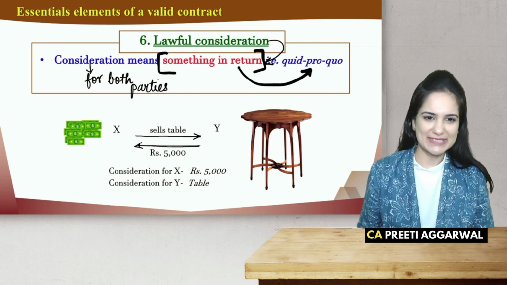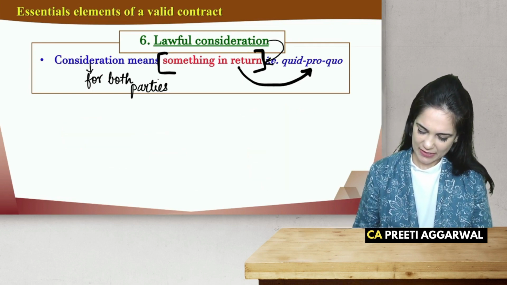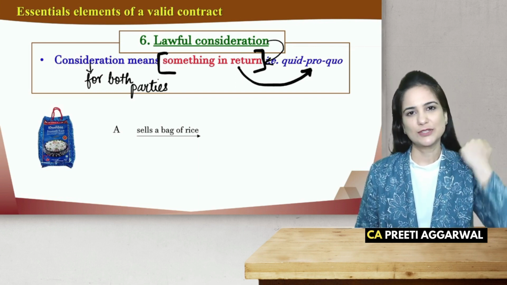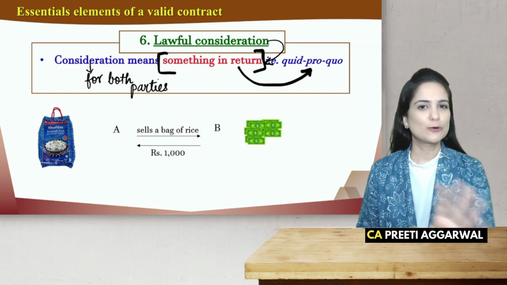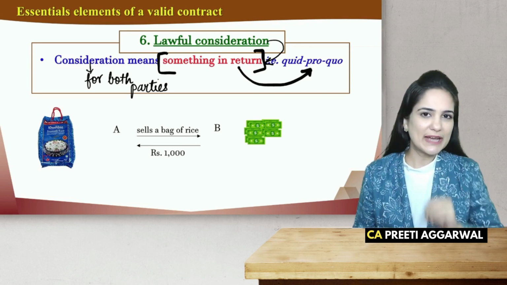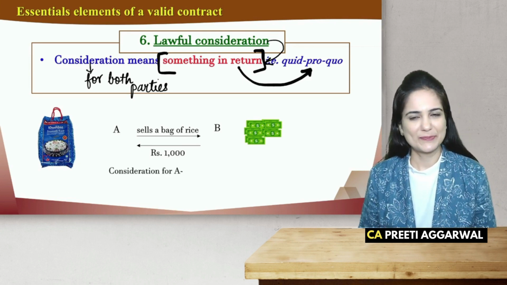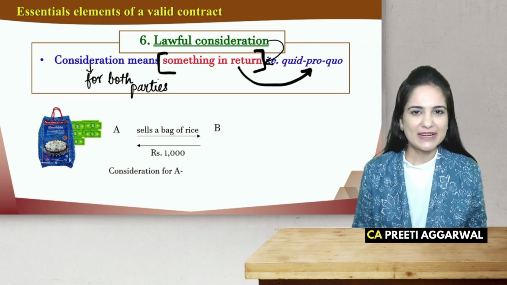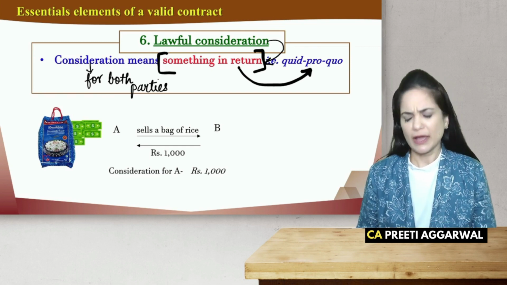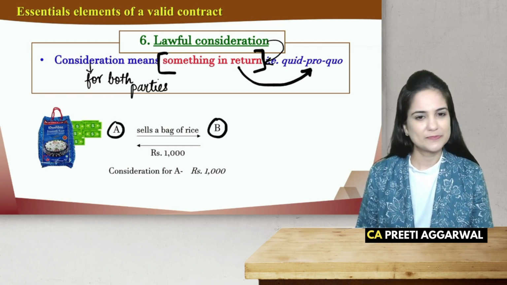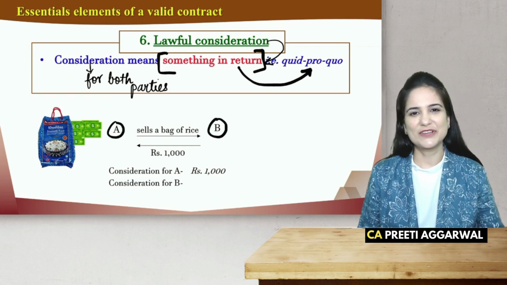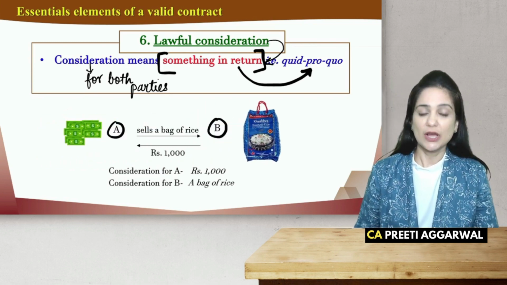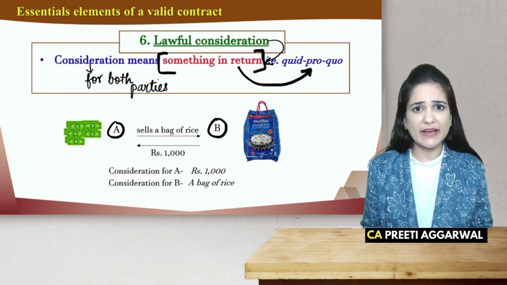Let us discuss one more example. Let's say that A sells a bag of rice to B and B promises to pay 1,000 rupees. Now I won't say anything. You tell me, what is the consideration for A? Yes, if he is giving rice, he is getting money. So consideration is 1,000 rupees. And what is the consideration for B? Rice. Yes, consideration is rice. If he is giving money, he is getting a bag of rice. So that is consideration. Both the parties are getting something in return. It's a valid contract.